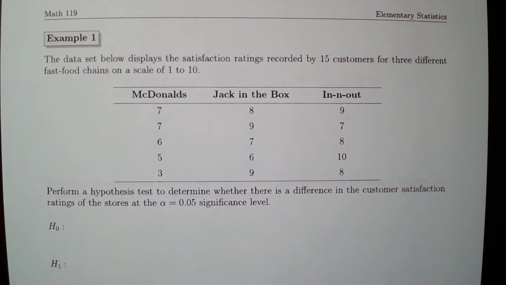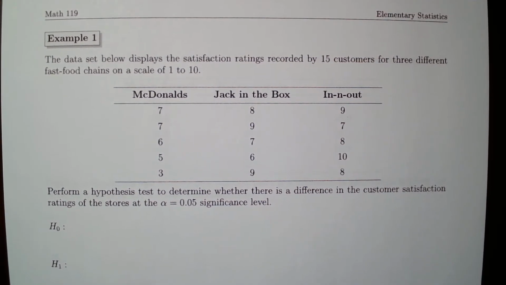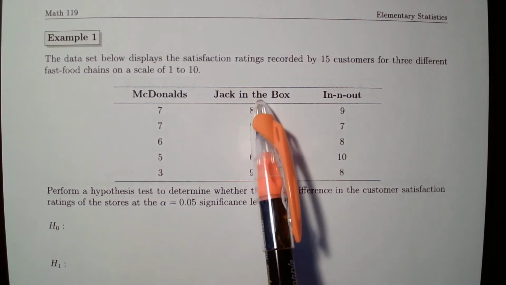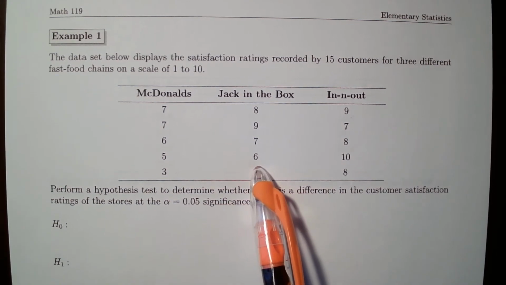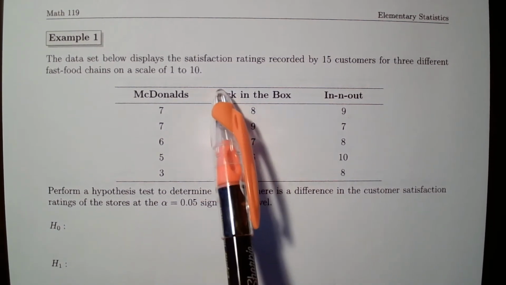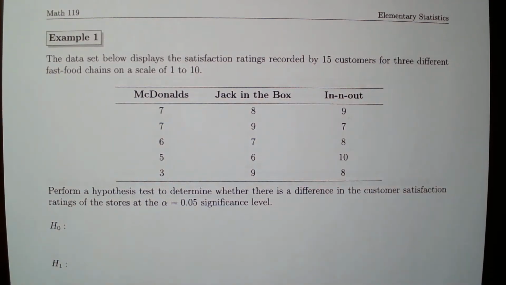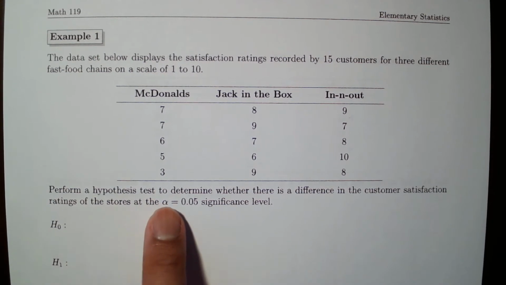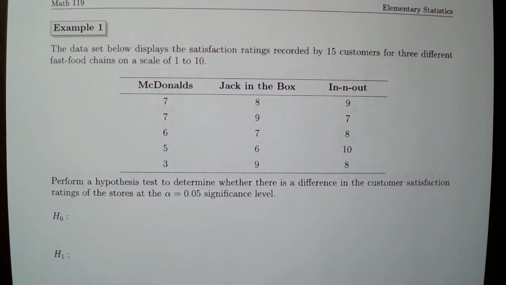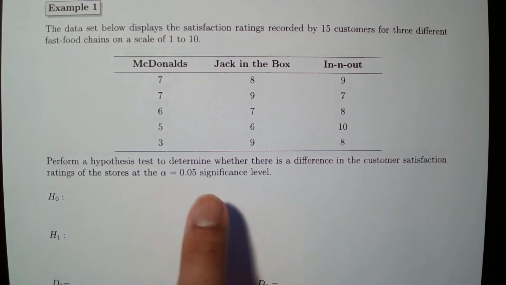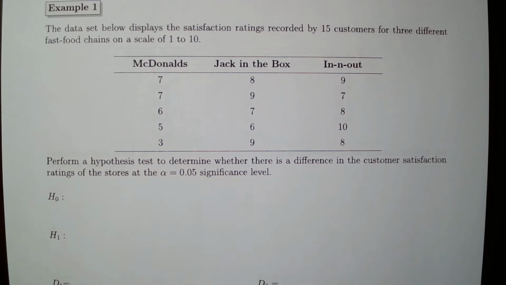display the satisfaction ratings recorded by 15 customers from 3 different fast food chains on a scale from 1 to 10. So we have this first column for customers from McDonald's. The second column displays the data for the level of satisfaction on a 1 to 10 scale for customers at Jack in the Box, and the last column for customers at In-N-Out. Perform a hypothesis test to determine whether there is a difference in the customer satisfaction ratings of the stores at an alpha 0.05 significance level.